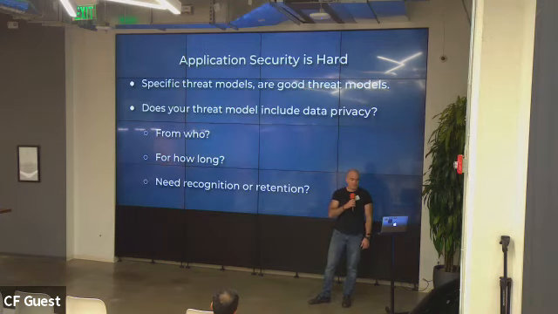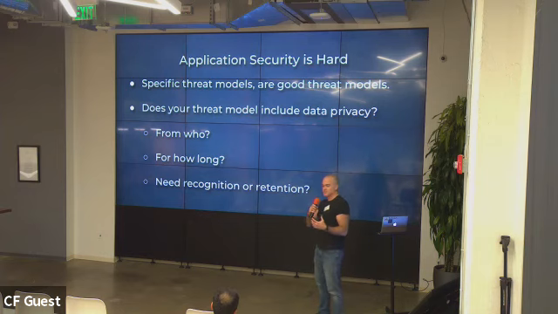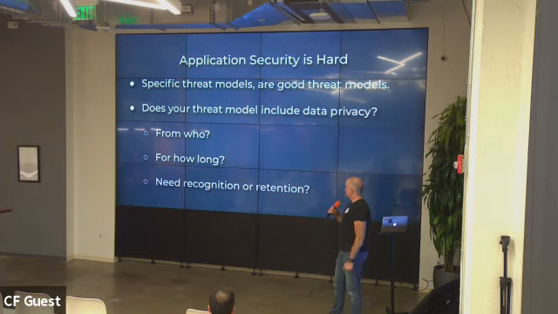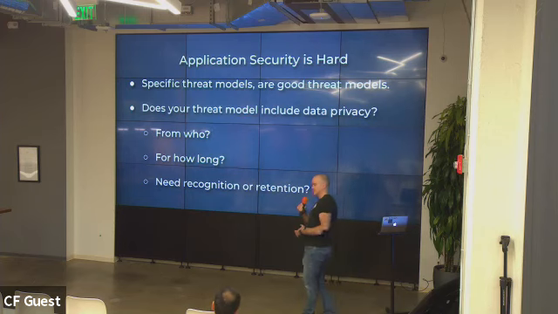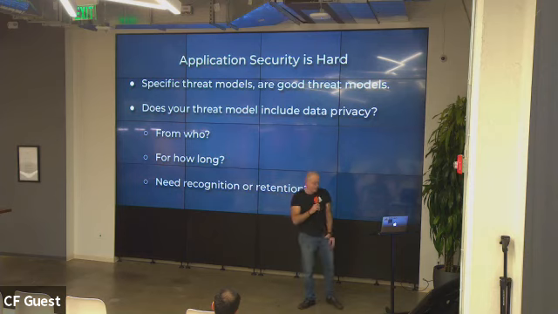So when you think about application layer security, it's tough. Specifically because threat models are difficult to think through, and the more specific that they are, the better and easier it is to build a system that can address it. And when your threat model includes data privacy, you have to ask certain questions. You're private against who or what? And for how long does that data need to be private for? Oftentimes that's an aspect that is left by the wayside.